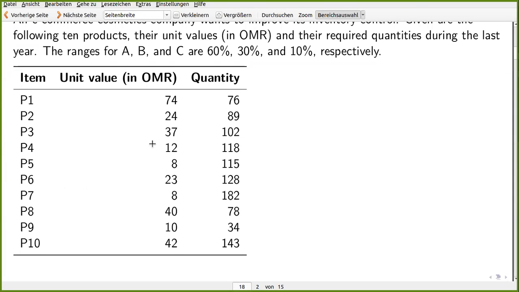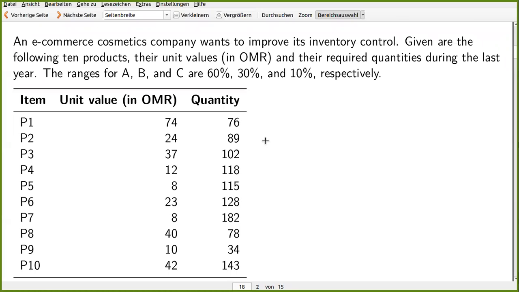So we have these 10 items in this exercise, and we have for each item the value of one item, and we have the quantity for each item. Let's answer the questions not related to this ABC analysis later on. Let's just first do this exercise together, and then we can discuss all other questions, okay?